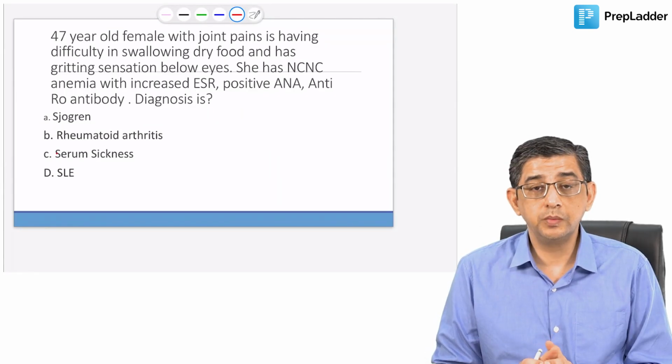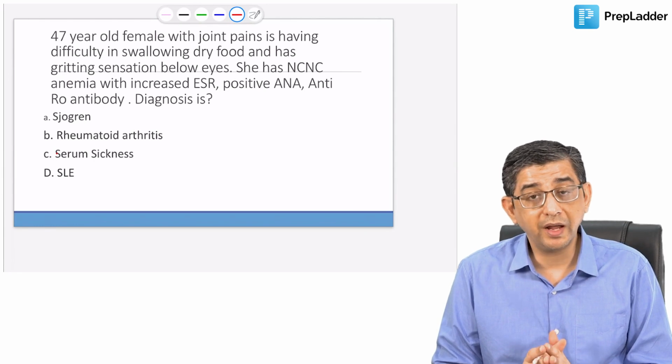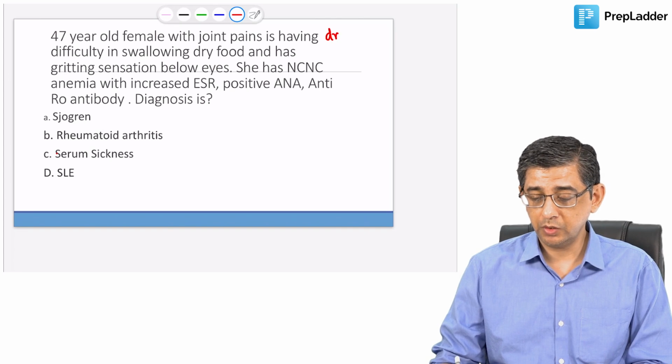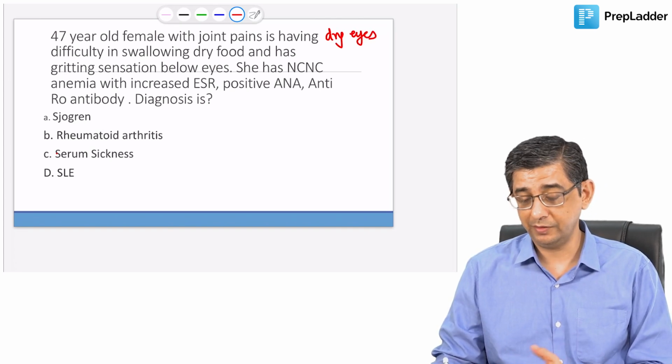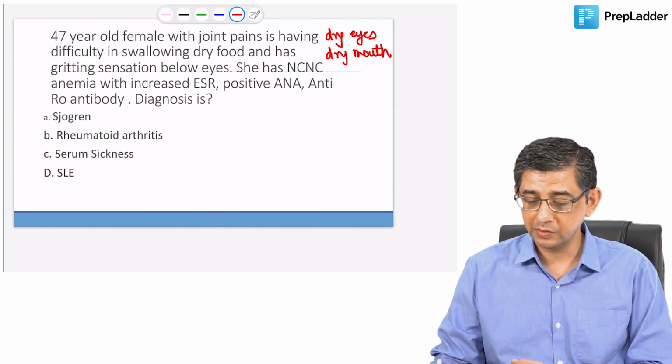The next question talks about a 47-year-old female with joint pains having difficulty in swallowing dry food items and a gritty sensation in the eyes. The first two lines of the MCQ are telling you about two presentations. One is going to be dry eyes, that's the gritty sensation, and the second is going to be dry mouth, which will lead you to the diagnosis of this case.